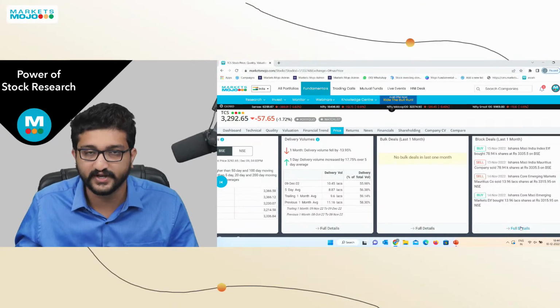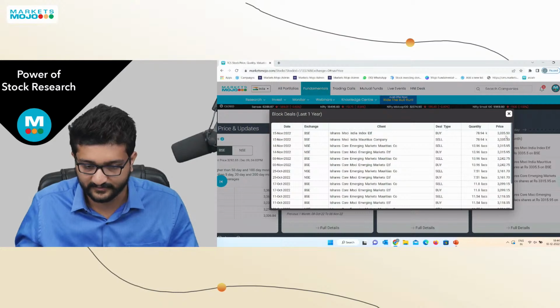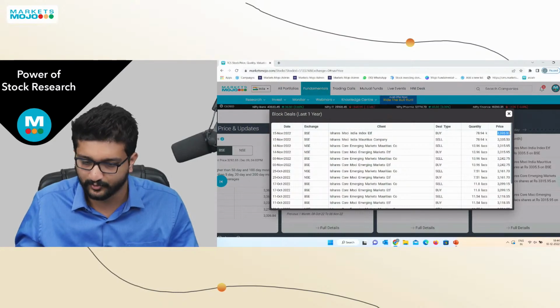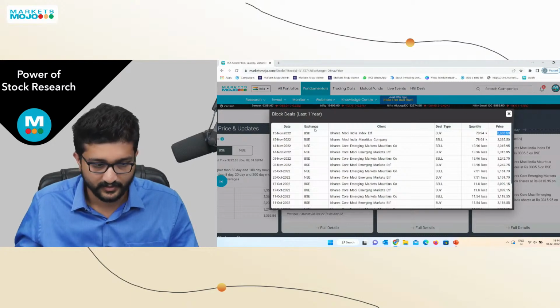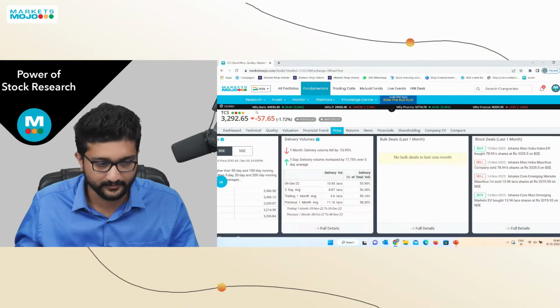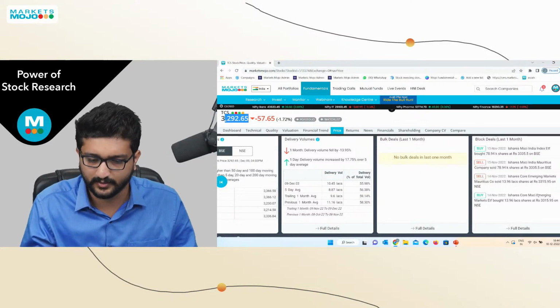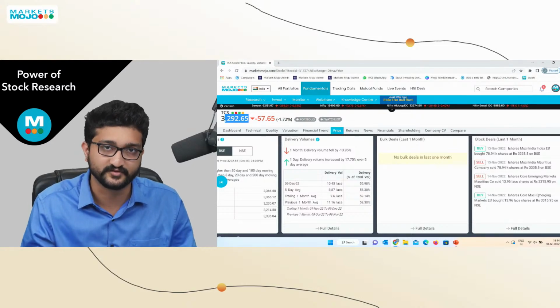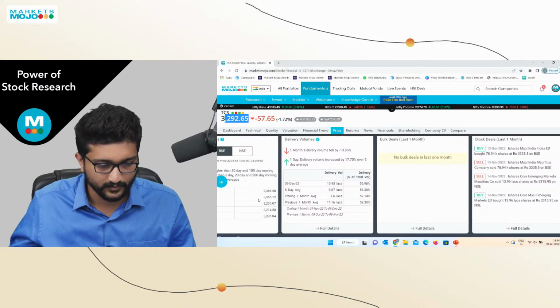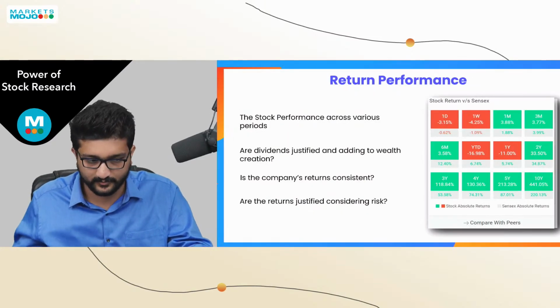If you click on full details over here, you can see at what exchange, which particular institution bought, and what's the type of deal. You also get an idea of the support prices over here. This was particularly bought at 3335, and you can see the company's current price is 3292, so slightly lower. So bulk and block deals give you some idea about the buying interest, especially by institutions and big investors.